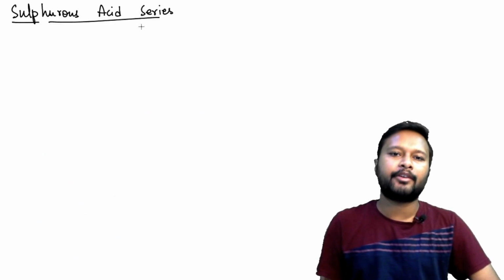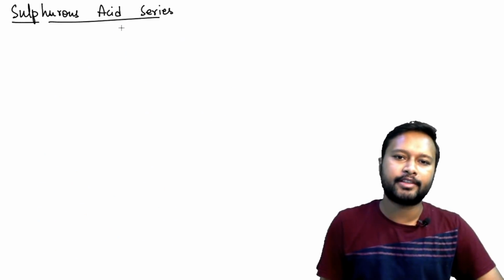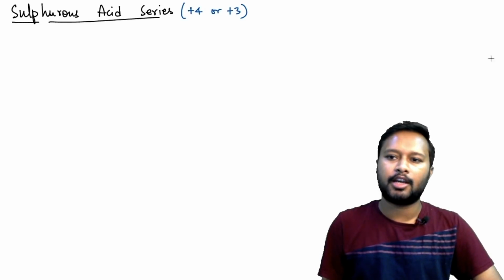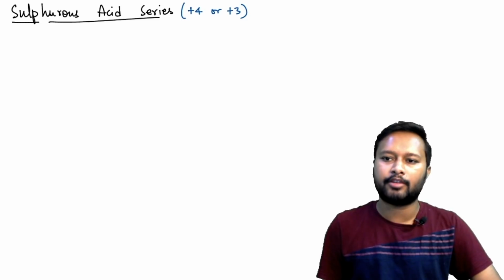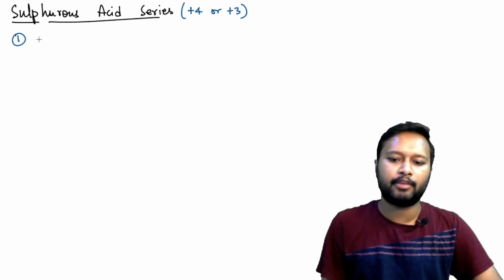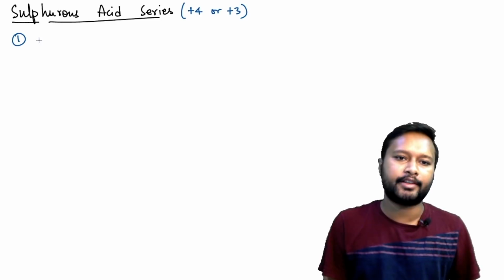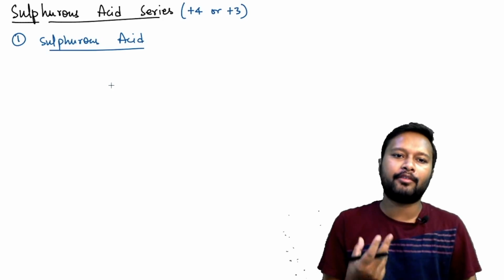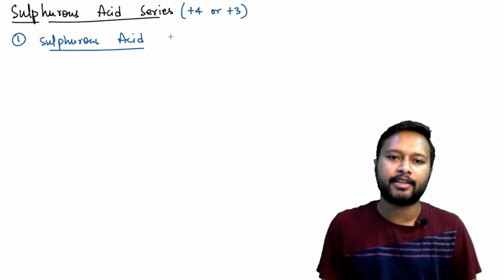So let's go for each and every series one by one and see how to find out their structures. The first series which we will talk about is the sulfurous acid series. You know the oxidation state will be either +4 or +3. Now you have the first of it. The first one will be sulfurous acid itself. The formula for sulfurous acid you have to memorize, and that is H2SO3.